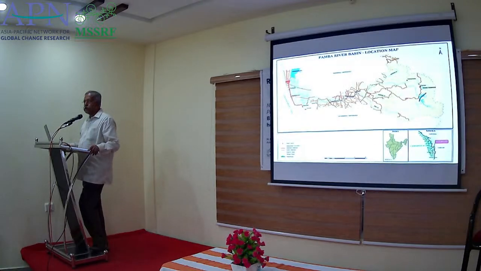Now let us get into the Pamba River, where we are sitting on the banks of the Pamba River. For example, can anybody identify where we are sitting? In which part of the river?